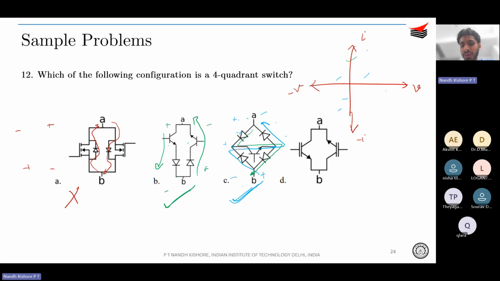And what about D? D can conduct bidirectional current, of course, right? And since there are no antiparallel diodes, it can block positive voltage and negative voltage as well. So the options are B, C, and D. Again, as I told, just apply positive voltage, apply negative voltage, apply positive current, and apply negative current, and try to see the potential path for conduction. That should give you the answer.